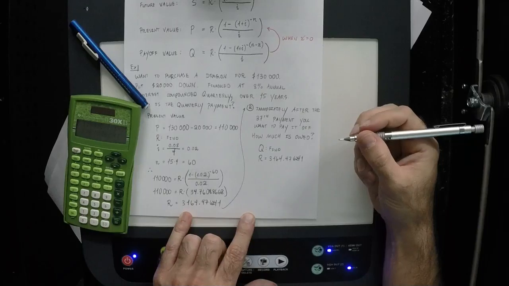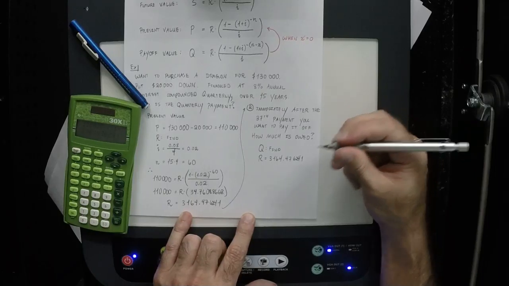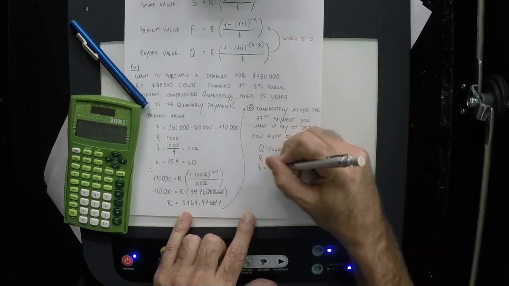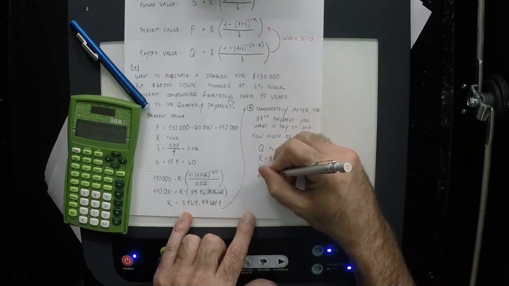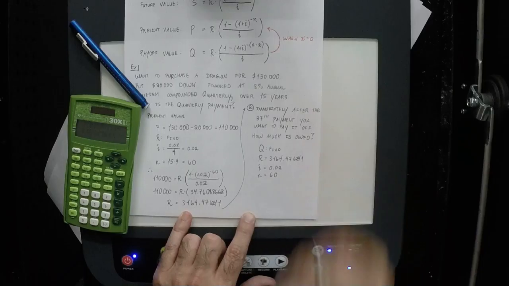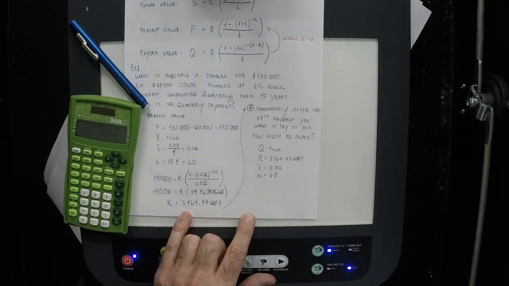And then I, it's still the same, 0.02. N, it's still the same, 60. And how about this X? 37. It's 37.